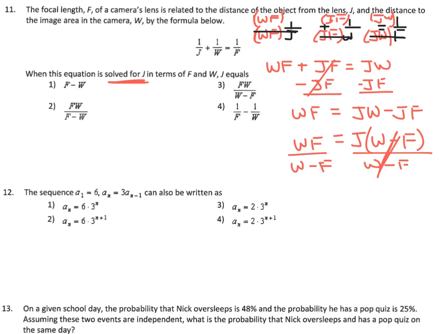Now, if we look at choice 3, it says fw over w minus f, okay? When you're multiplying, it doesn't matter what order you multiply in, you still get the same answer. And honestly, they just took them and wrote them alphabetically. Okay, so that actually makes more sense than how I wrote it here. So this answer matches up with choice 3.